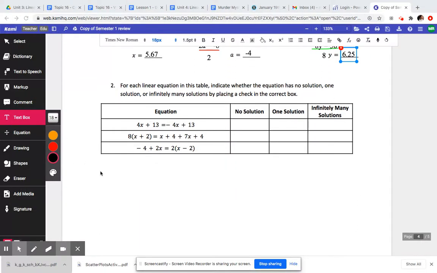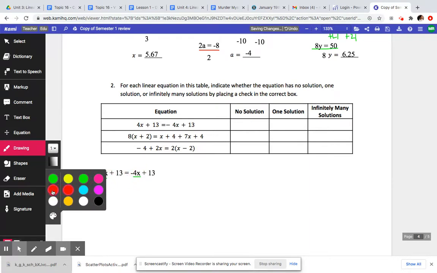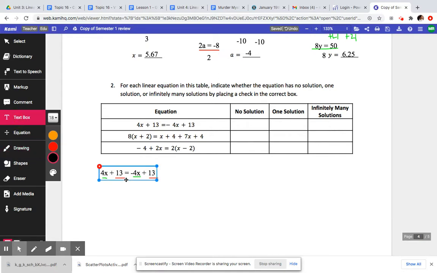We have 4x. I'm going to rewrite it. We have 4x plus 13 equals negative 4x plus 13. And let's talk about how to do this. Again, just go through those steps. Do we have any like terms? Yes, we have 4x and negative 4x, and then we have 13 and 13. So let's combine those like terms.